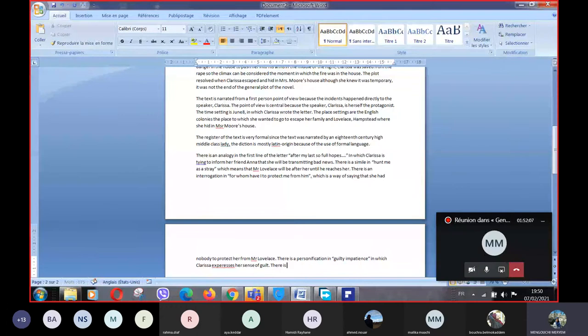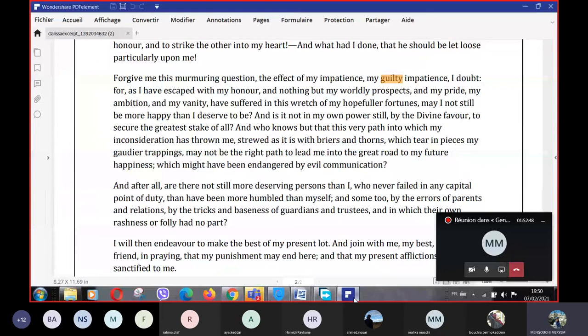There is another personification. And my inconsideration through me. Okay. Strewed me also. All right. As it is with briars and thorns. Here it is a simile. Why do you think that's a simile? Because thorns, we find thorns in roses and they hurt us. Yes, when as it is. Yes, indeed. As it is.